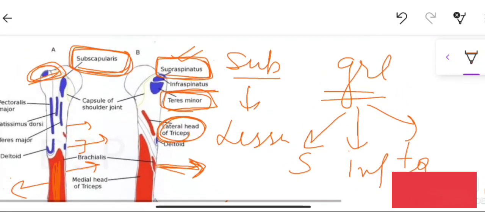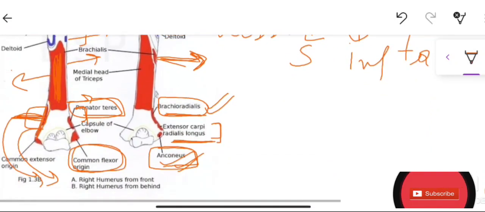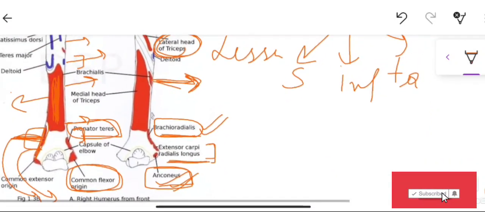We have covered all the muscles attached to humerus bone. So here we complete all the muscles.